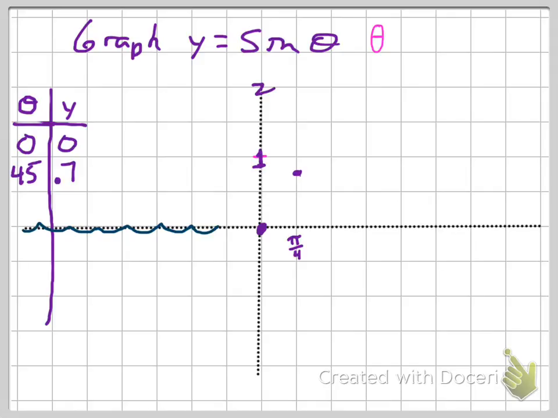0.7 is about right there. Then we move on to the next angle, which is 90. So we have the sine of 90, which is 1. And at the 90 degree mark, we are up at 1. 135. I'm going by 45 degree increments here. The sine of 135 is root 2 over 2, which I know from 2 angles ago is 0.7.